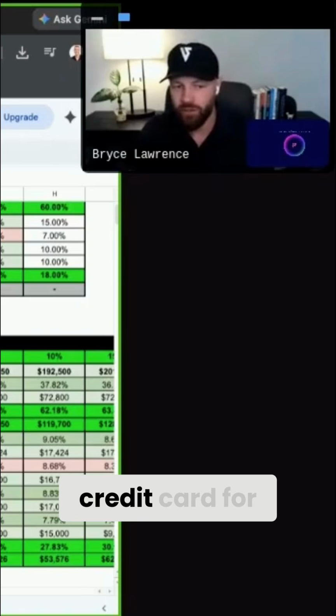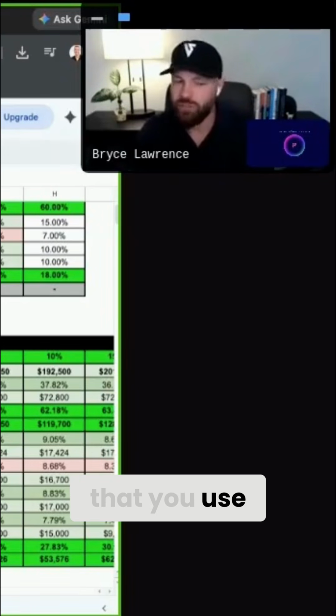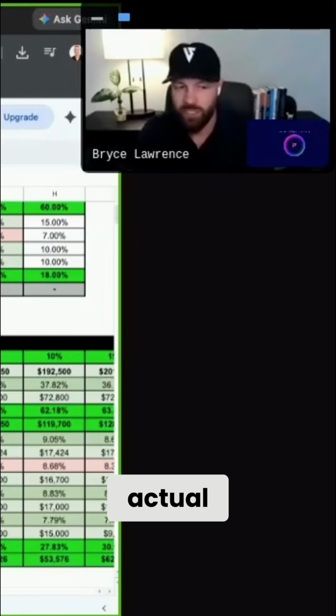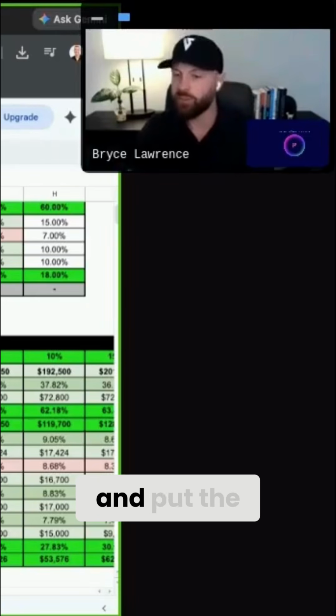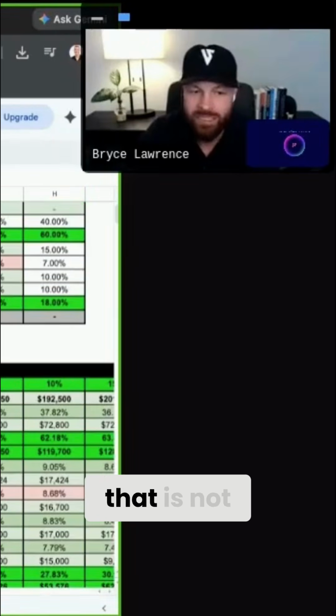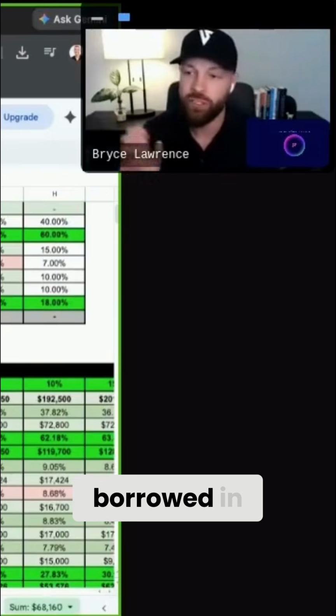If you have one credit card for everything that you use, doesn't really matter. Just put the actual name of the credit card in here. And I would put it under operating expenses and put the total balance. This is all money that is not yours that you've borrowed in the short term.